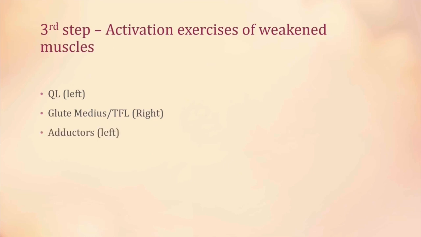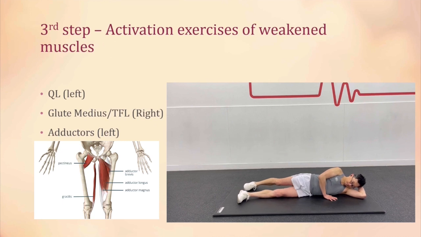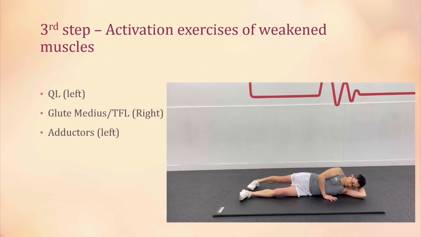To activate the left adductors, lie on your left side with your upper leg bent forward or backward, with your bottom leg straight. Lift your left leg up towards the ceiling. Keep your pelvis completely still. Aim to feel your left inner thighs activating. Hold the top position for 3 to 5 seconds and repeat for 10 times.